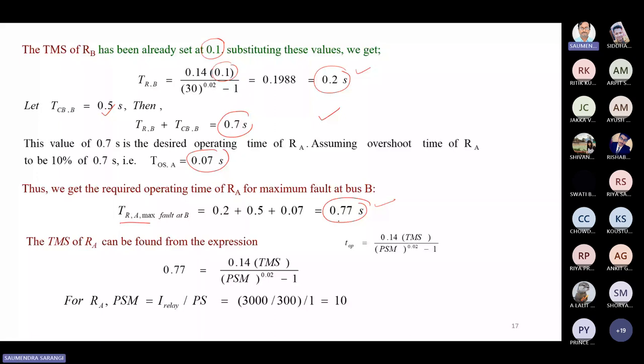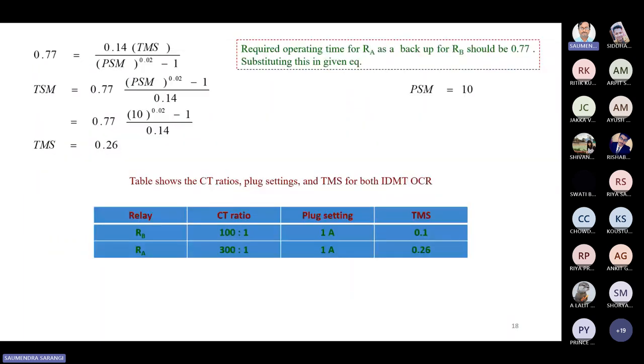So this is 0.77. Now we have to consider the same fault current to coordinate both of the relays. So fault current is already we have taken 3000. So 0.14 into TMS divided by PSM to the power 0.02 minus 1. So fault current is 3000 divided by 300. The pickup setting is nothing but 300. CT ratio is 300, so pickup setting is 1 ampere. So here is 10. If you put it here, then we'll be getting the value, that is TMS is equal to 0.26. So 0.26 may not be available. If it is a digital relay, it may be available. So ya to hum log isko 0.3 le lenge, ya phir hum log 0.2 le lenge. Theek hai? Kyunki unke beech ka karna hamare liye possible nahi hoga.